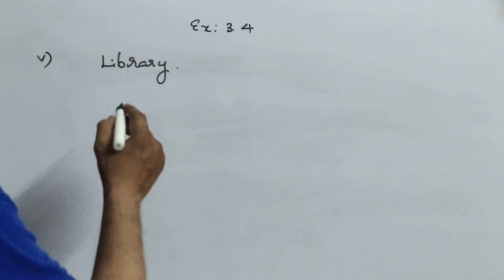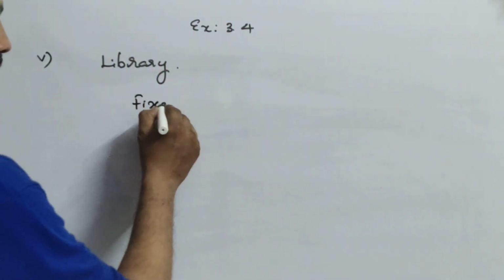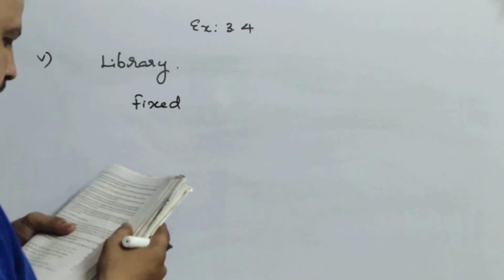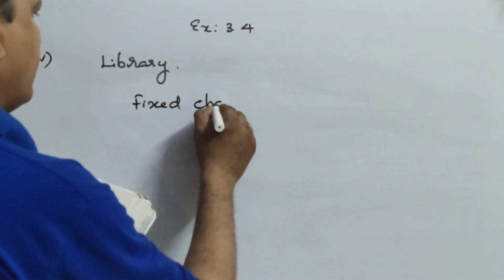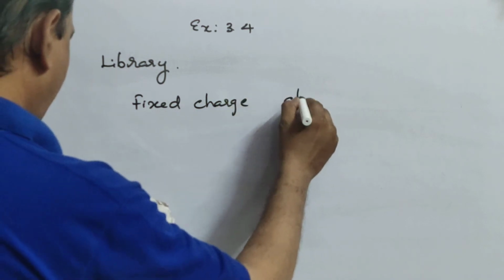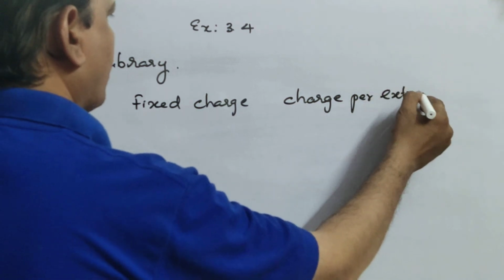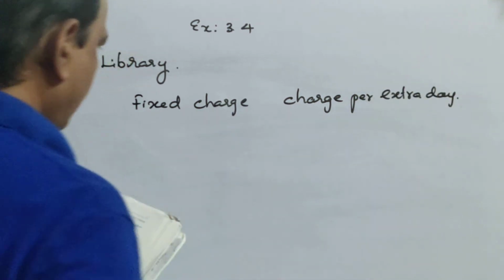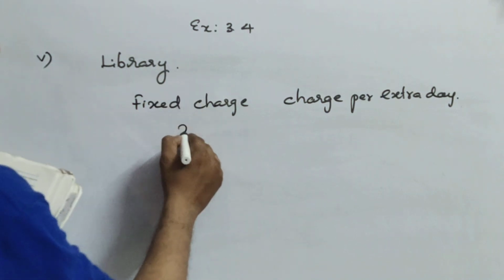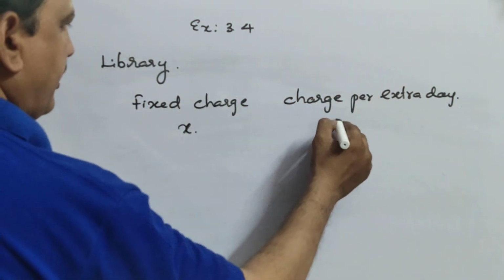See the question here: a lending library, lending means it is giving us for an amount. A lending library has a fixed charge for the first 3 days, and a charge per extra day, that is, how much they take for one day. Fixed charge we don't know, x rupees, and charge per day y rupees.